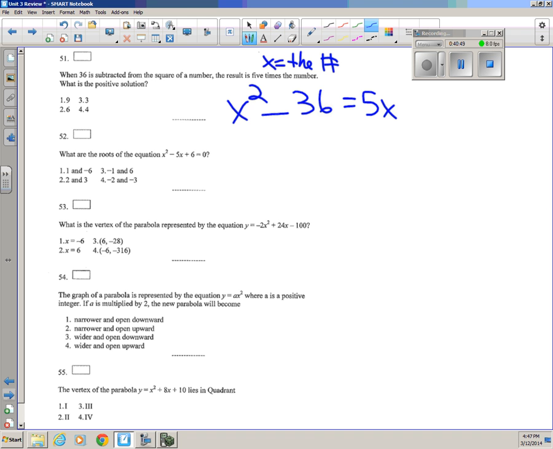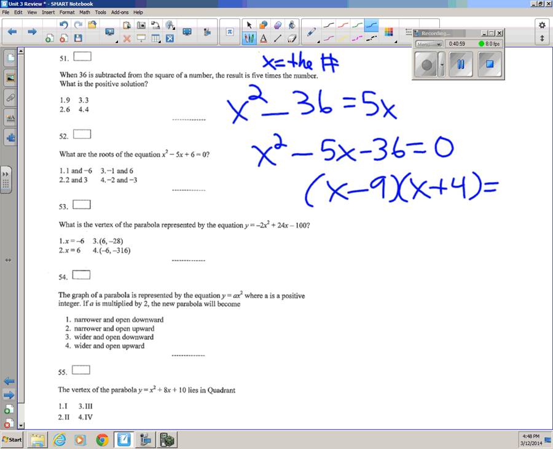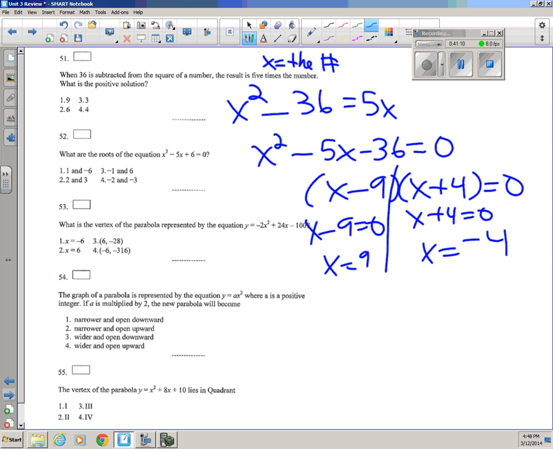This is a quadratic. Set the equation equal to 0. Bring the 5x to the left by subtraction. Factor it: x minus 9 and x plus 4 equal to 0. X is 9. X plus 4 is equal to 0, so x is negative 4. We're looking for the positive solution. We want the 9, choice 1.